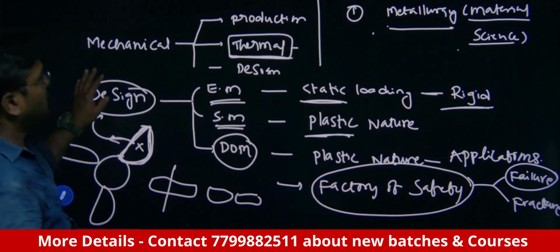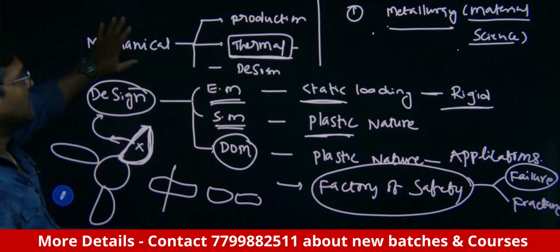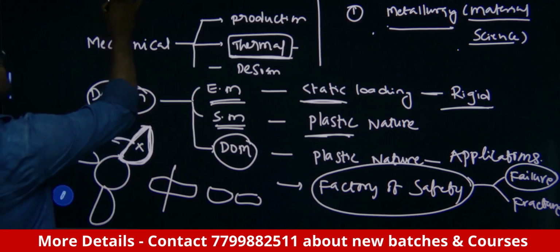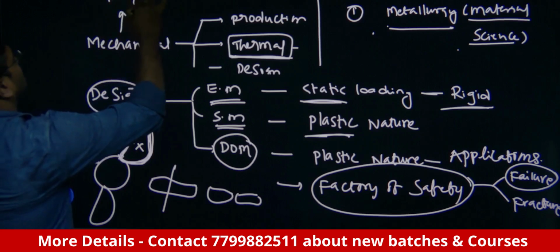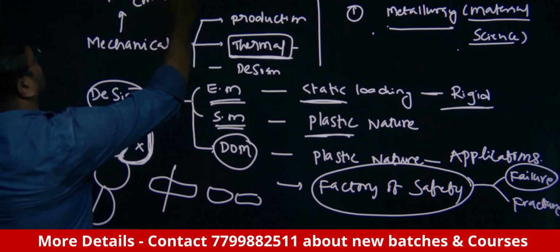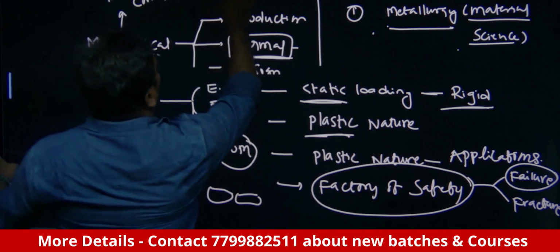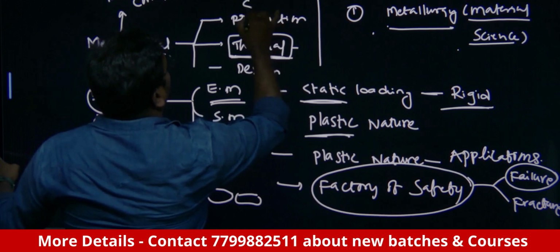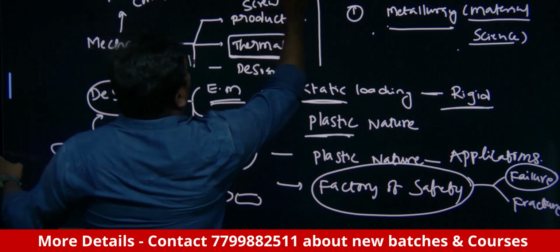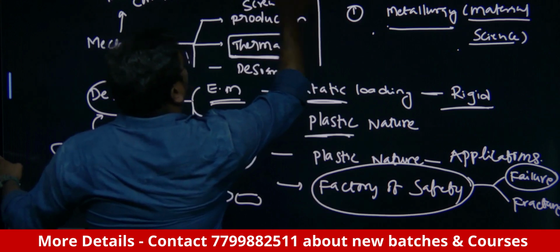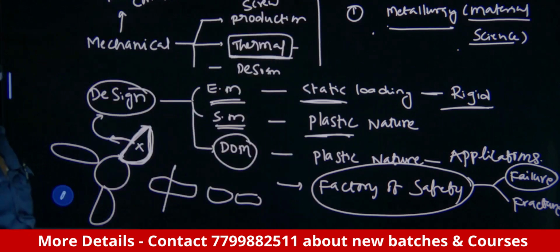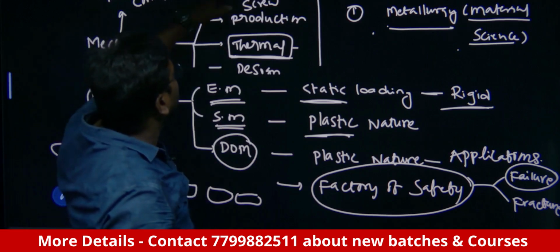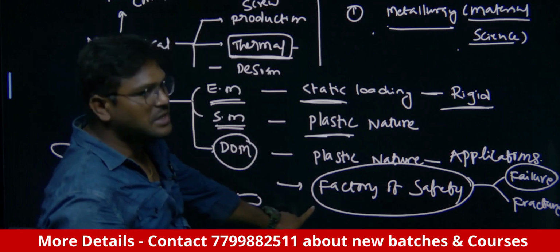This is the overall picture of the mechanical subject. In mechanical engineering we are dealing with machine components. For example, machine components means bolts, nuts, screws, rivets. These all are joining points, and we check whether they are within the factor of safety condition or not.